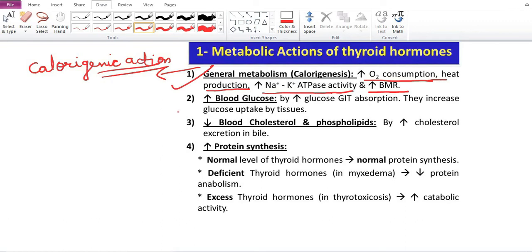Second comes the blood glucose. It increases the blood glucose by increasing glucose GIT absorption. It decreases the blood cholesterol and phospholipid by increasing cholesterol excretion in the bile.